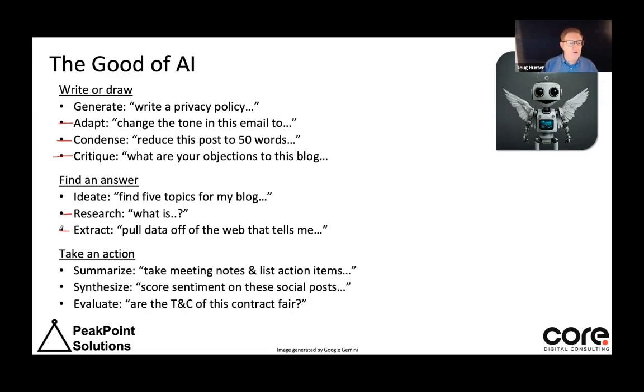The third category is taking an action. I don't know if you noticed in this meeting, there's at least one note taker in this meeting. Often they're made by companies called Otter or Fathom, and they will take and summarize the meeting and list action items for you. If you're a social media marketer, you can upload social posts and ask it to score the sentiment. Or if you're like me, I'm a marketing person, I'm not a legal person. So if I get a vendor contract, I can ask the AI, are the terms and conditions of this contract fair? Or what should I be worried about in this contract? And the AI can help you with that.